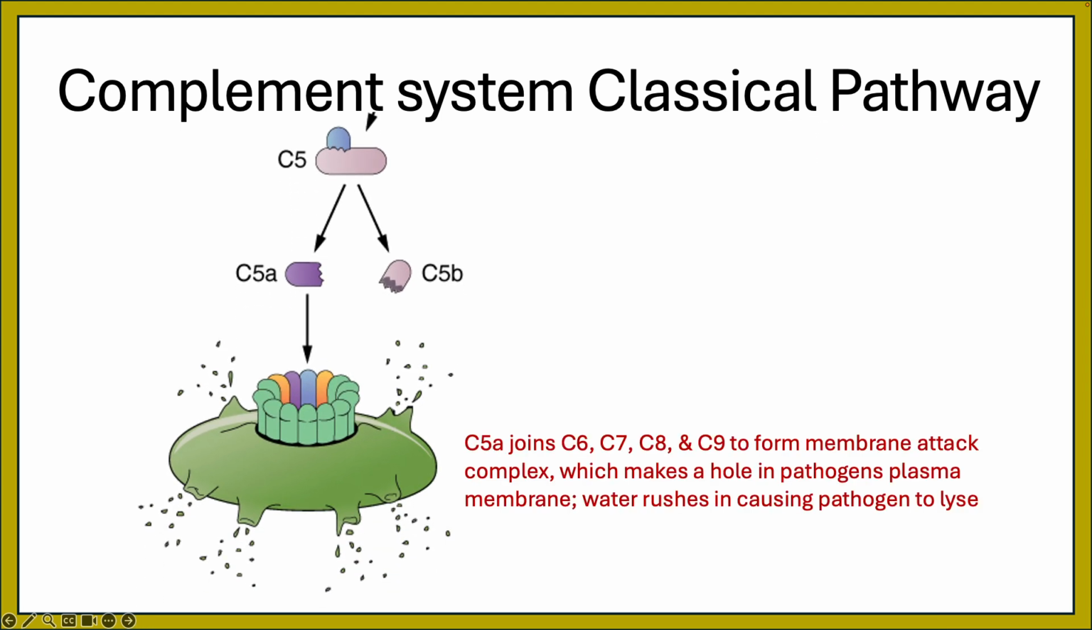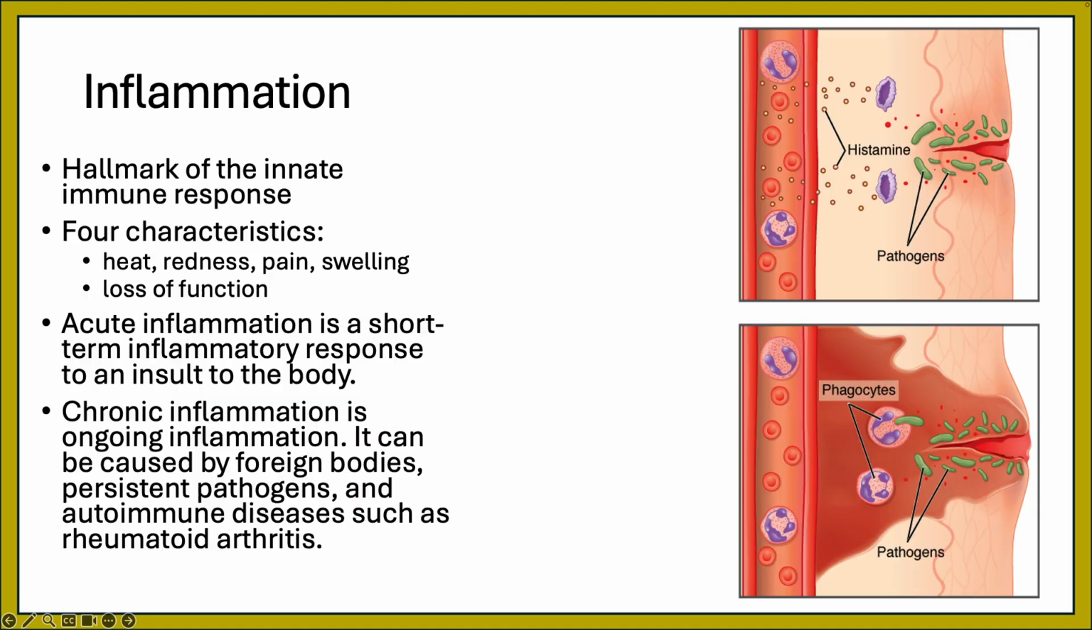C5b ultimately is going to join C6, C7, C8, and C9 to form the membrane attack complex. This is a complex which is basically going to put a hole in the plasma membrane of the pathogen. This allows water to rush in, allowing the pathogen to lyse. It also lets other chemicals get in there to cause apoptosis to occur.